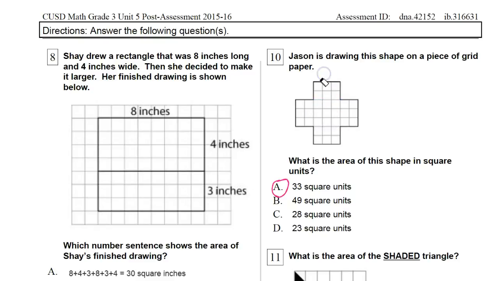So you divided it this way. Got the same thing. The width is 2, the length is 3. 2 times 3 is 6. The length is 2, the width is 3. 2 times 3 is 6.